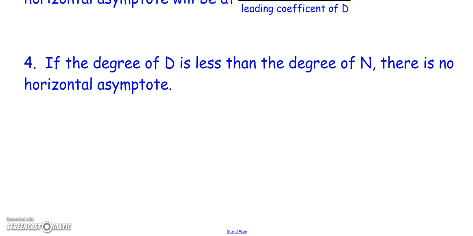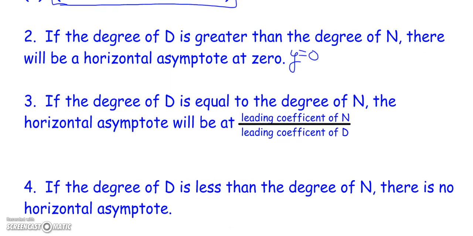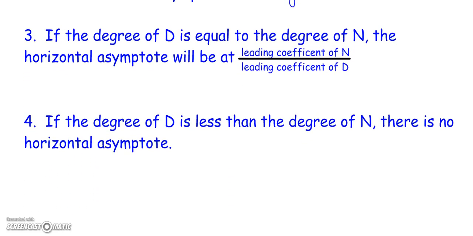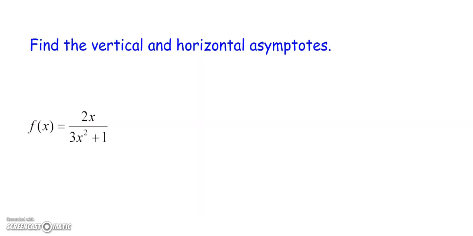If you come into a case where the degree of the top is bigger than the degree on the bottom, then there is no horizontal asymptote. So those are your three cases. Vertical asymptotes are at your zeros. Horizontal asymptotes depend on your different degrees. We'll go over a few different types of examples.